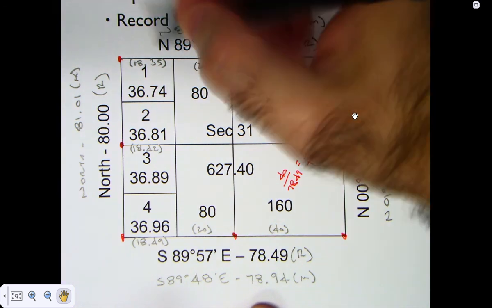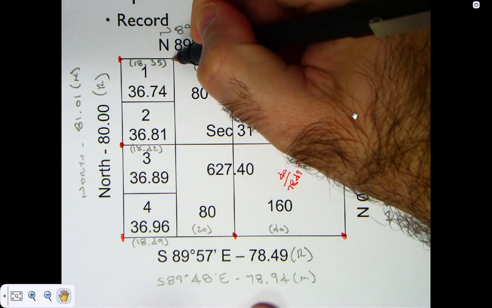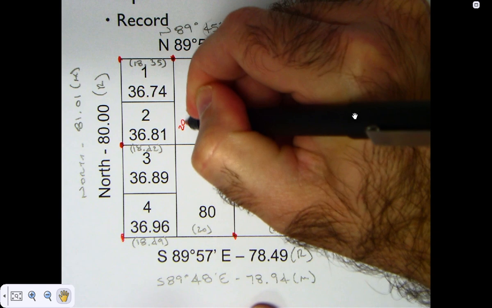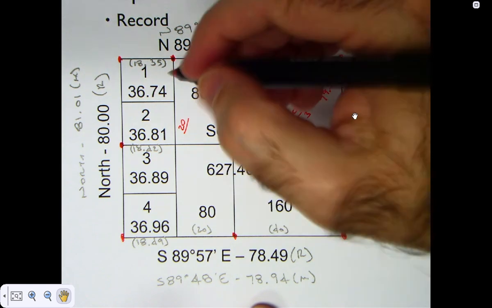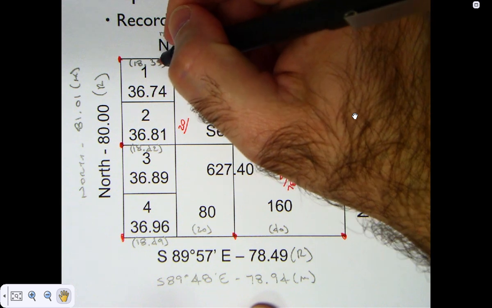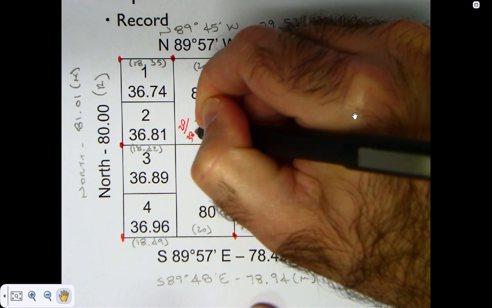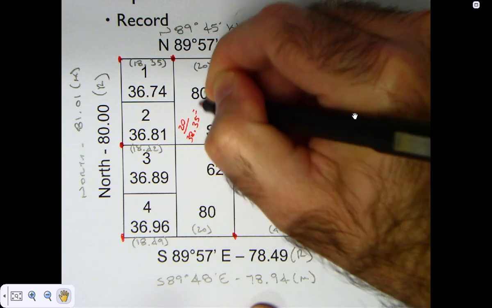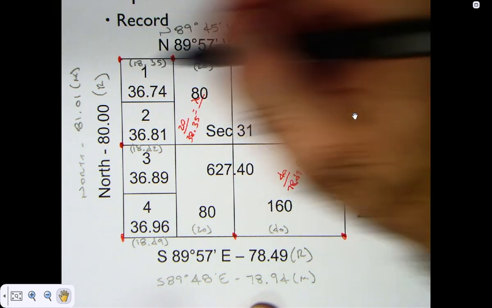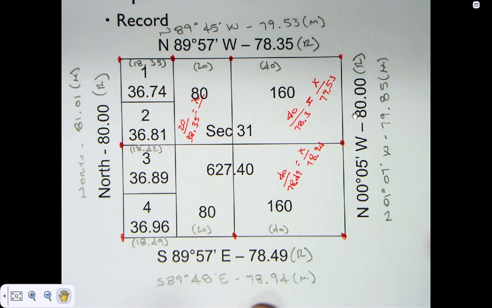Next thing to do would be to proportion in this corner here, and it's 20 is to the total, which is 20 plus 18.35, which is 38.35. X is to whatever the measured distance between these two corners would be, and then you would cross multiply, and that's how you'd proportion that corner.